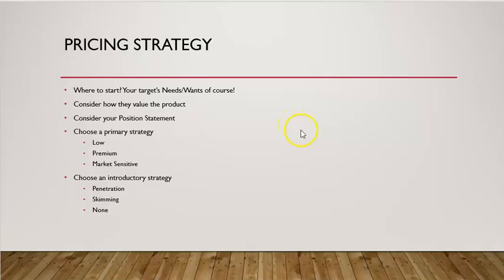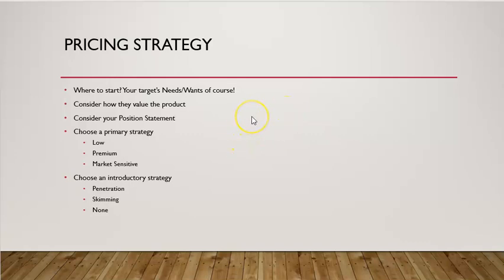Where to start? You want to look at your target market's wants and needs, of course, and you've done some research on that already. It doesn't hurt to solidify it as you go along. So consider how they value your product, and value means, do they see it as a premium product? Do they see it as something that should be inexpensive? You have to think about how they value it. And then that relates to your position statement. You're going to want to come up with a pricing strategy that's reflective of how you see yourself positioned in the marketplace. And that's an important equation to make.